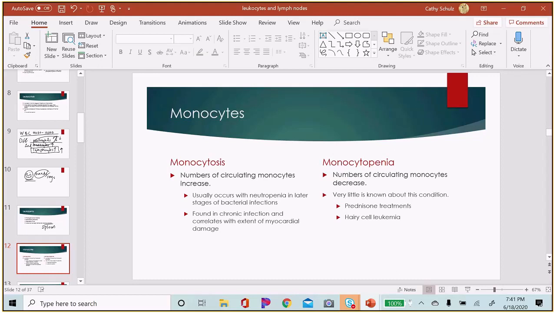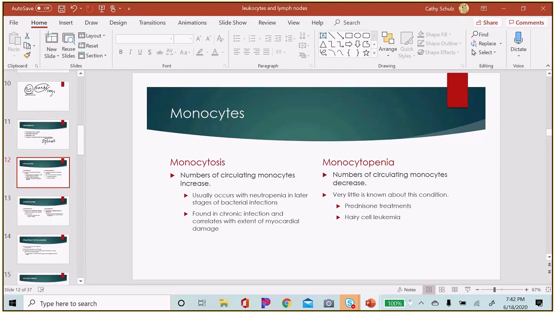Sometimes when we're looking at the differential, we can see that it's the monocytes that have increased. And an increased number of monocytes is monocytosis, as we discussed, seen later in bacterial infections, sometimes noted in a chronic infection or even a myocardial infarction. Monocytopenia, or a decrease in circulating monocytes, is pretty rare and is associated with what's listed there, some prednisone over time and a specific type of leukemia.